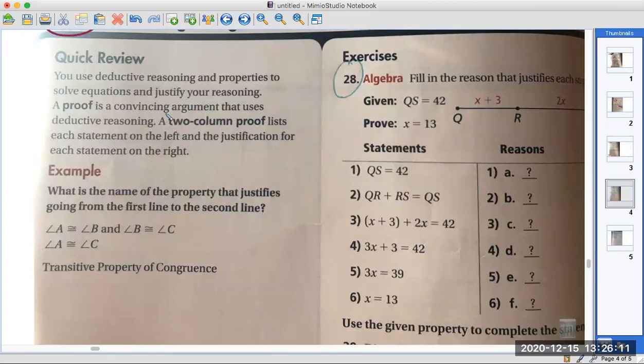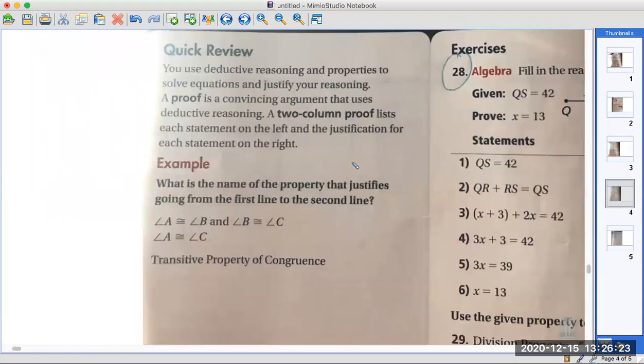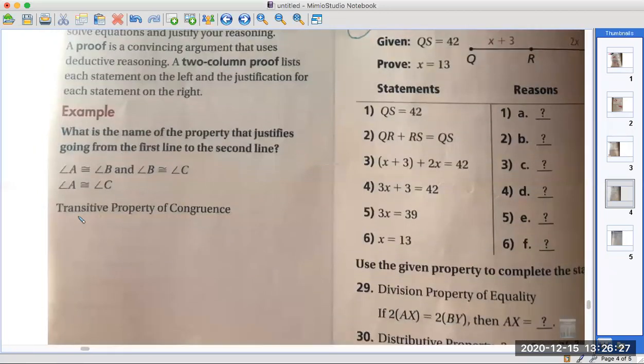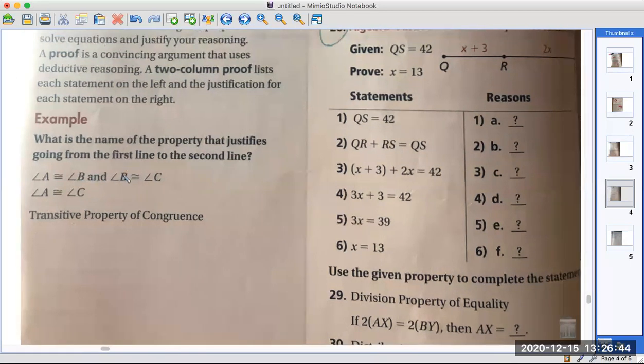A proof is a convincing argument that uses deductive reasoning or logic. A two-column proof lists each statement on the left and justification on the right. Remember, statements, reasons. We've done that. And then it's asking you here for the example and its transitive property. If angle A is congruent to angle B and angle B is congruent to a third angle C, therefore the first and the last have to be congruent as well. It's transitive. You're kind of skipping the middle.